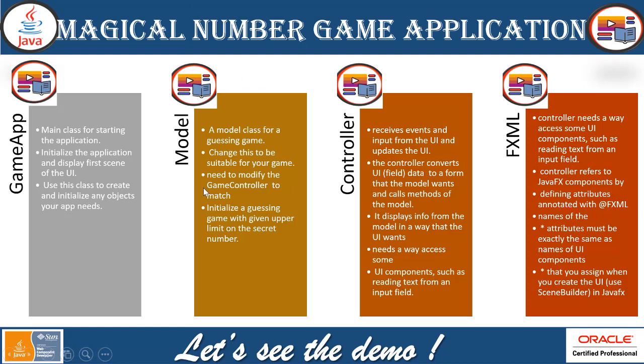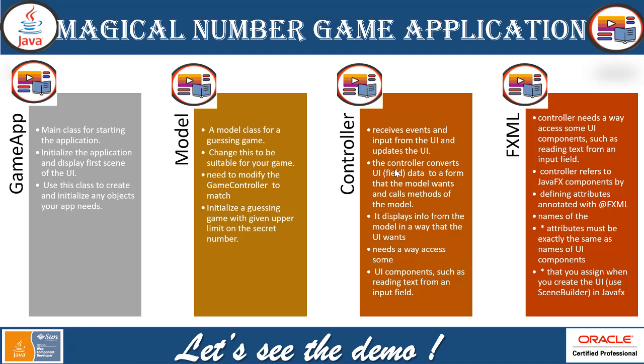Initialize a guessing game with a given upper limit on the secret number. That's what the layout will do in the model. And the controller will receive events and input from the user interface and update the user interface. Basically we are going to have buttons, and each button will have an action listener. That particular information will be taken from the user, processed and provided to the model. That part happens with the help of the controller.